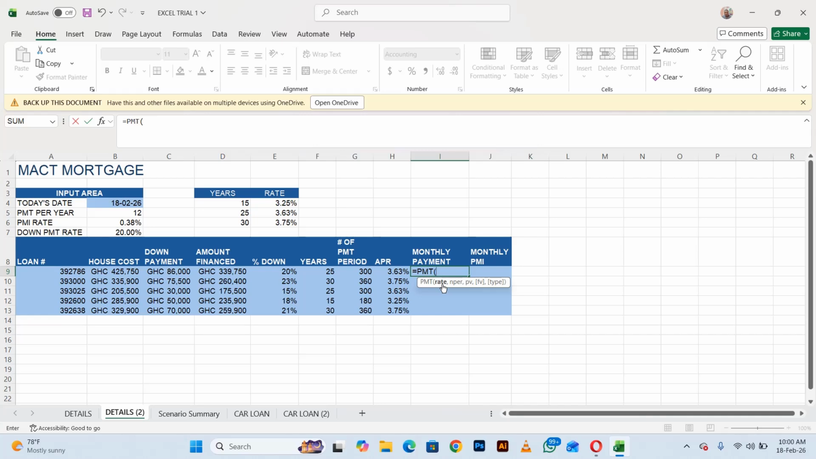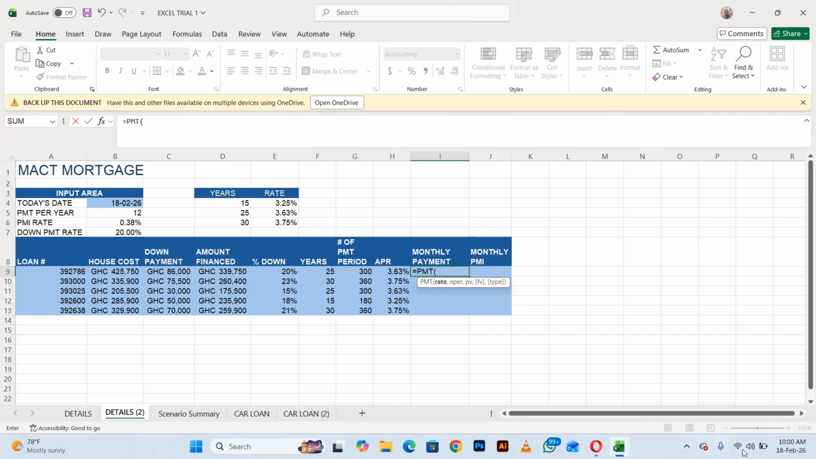Now, the next thing that we are doing here is the rate. So we are asking what rate should we use? What rate are we using to make the payment? Now we have this payment, which is the APR rate. So this is the payment per annum.